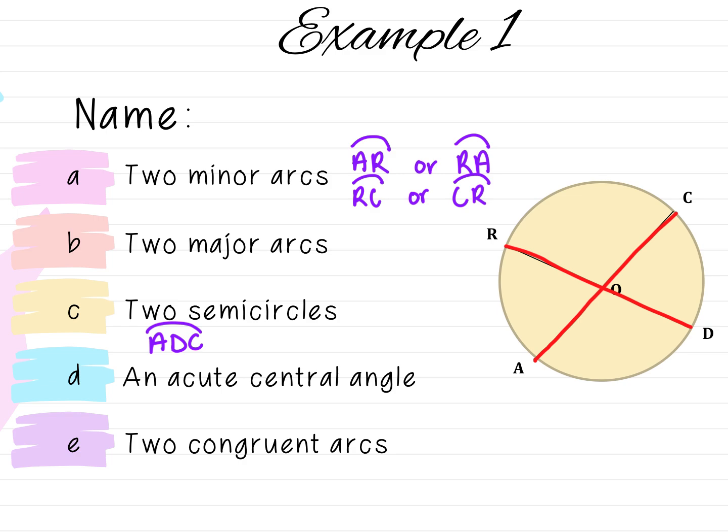CRD, okay? Look at the way it's written. C is going to R is going to D. You cannot go C to D and then back C to R and then back to D. That's not how it works. You're following the order: C, R, D. So looking at it, that is a major arc. So CRD, and again, don't forget that arc sign.